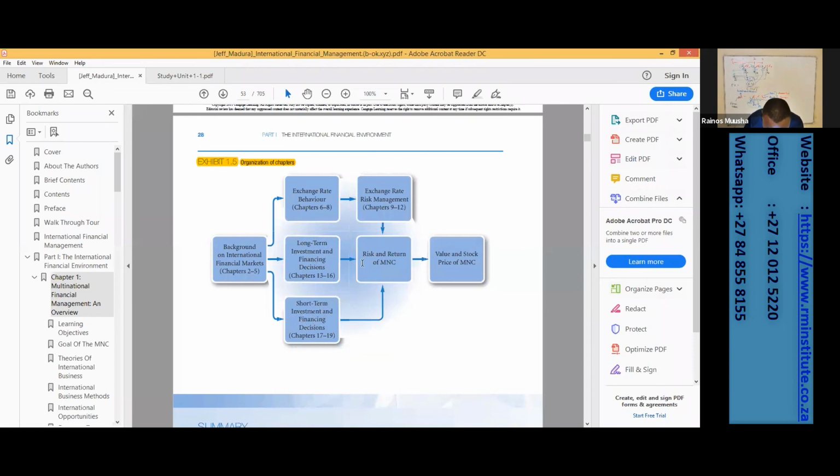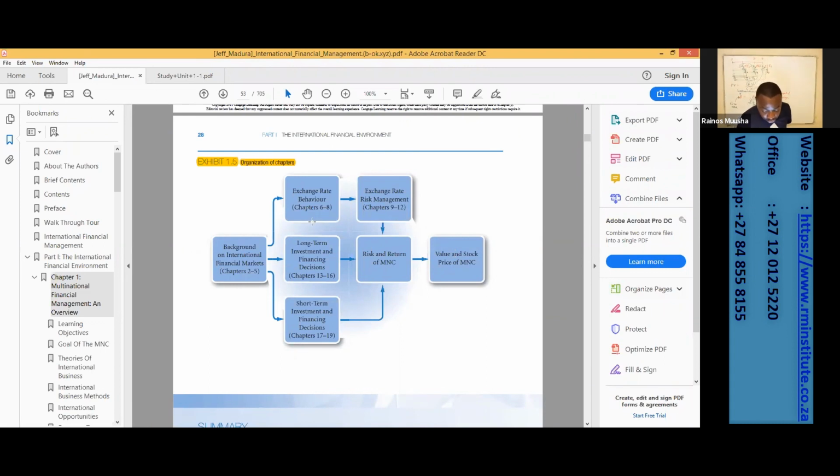And all these are going to be coming about for you to be able to know exactly how you manage the risk and return of what? The risk and return relationship of the multinational corporation. And the reason why you want to manage the risk and return relationship of the multinational corporation is mainly because you want to be able to maximize what? The value of the multinational corporation through maximizing what? The share price of the multinational corporation. So this is how the textbook is structured.